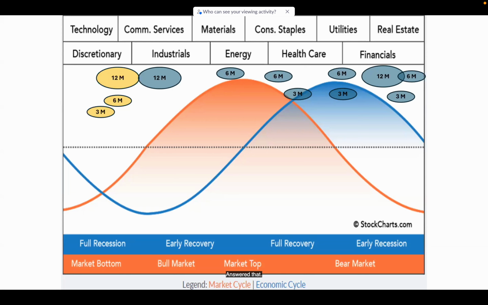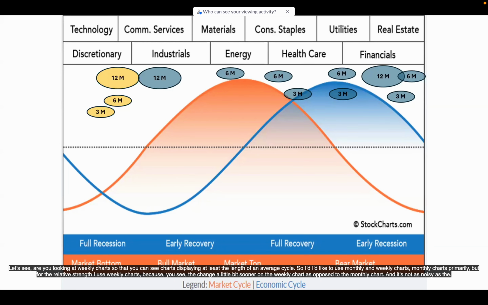Answered that. All right. Let's see here. Considering that we broke the 40-year trend of lower interest rates, it's probably not surprising that you're getting mixed signals. Yeah. Are you using weekly charts? Yes, I am.